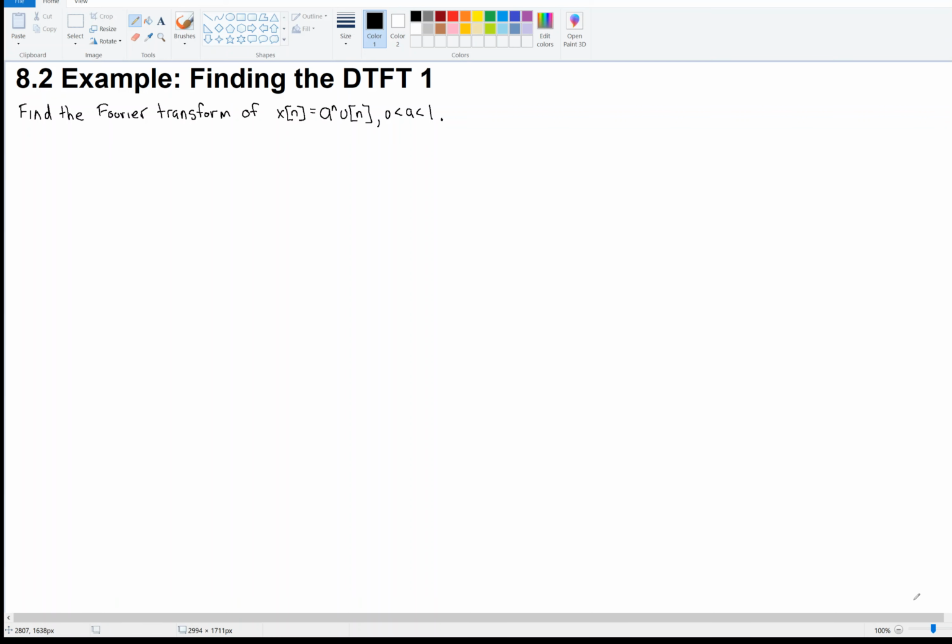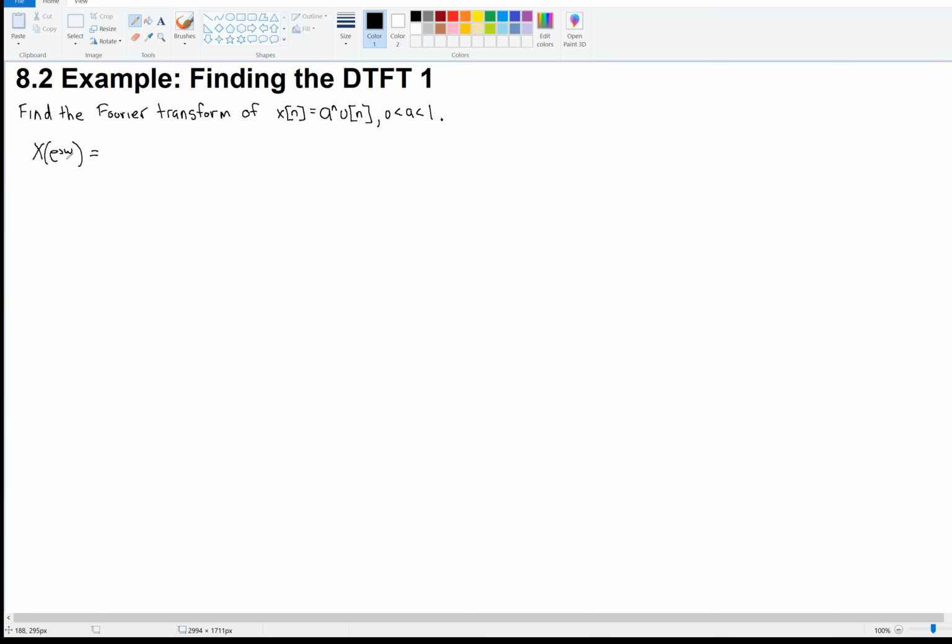Hi, welcome back. We are working on finding the discrete time Fourier transform. So I have an example here. Find the Fourier transform of x[n] equals a to the n u[n], where a is between 0 and 1, non-inclusive. So we have to first begin with the definition of the Fourier transform, or alternatively said, the analysis equation.